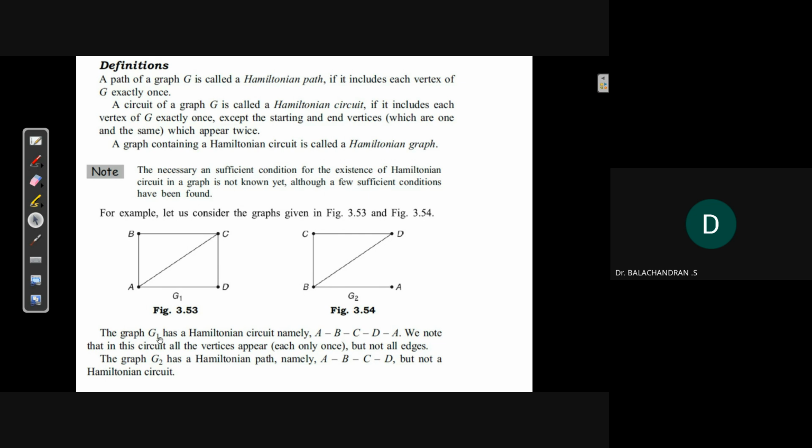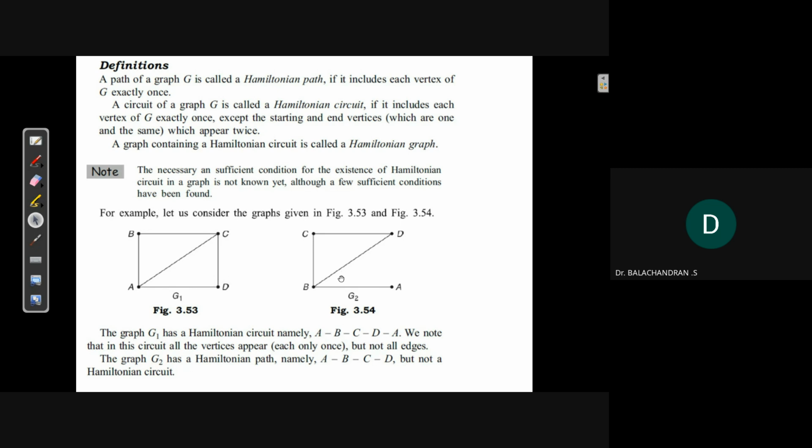The graph G1 has a Hamiltonian circuit, namely A, B, C, D, A. It contains a Hamiltonian circuit, so the starting and end points are the same. It covers all the vertices exactly once. So G1 has a Hamiltonian circuit, which means G1 is a Hamiltonian graph. But there is no need to cover all the edges. As I already told you, in a Hamiltonian circuit we need to cover all the vertices.